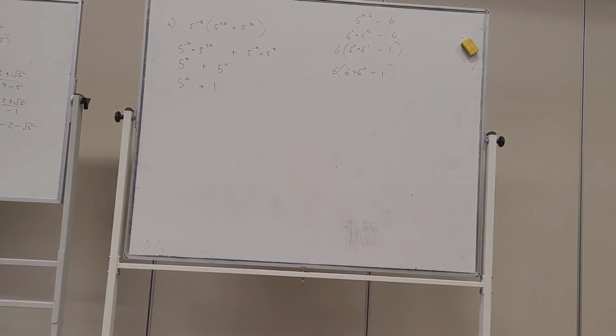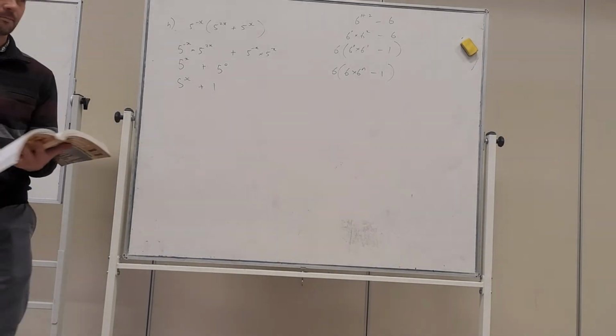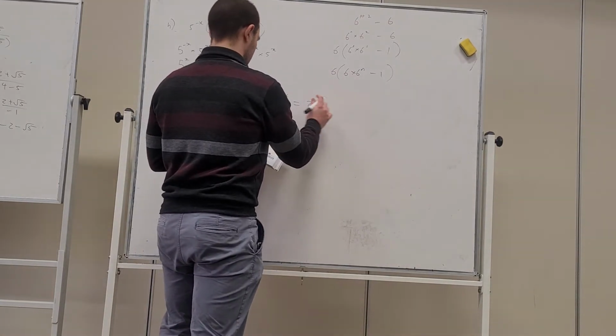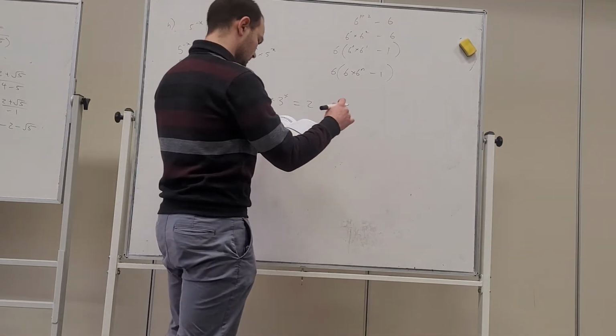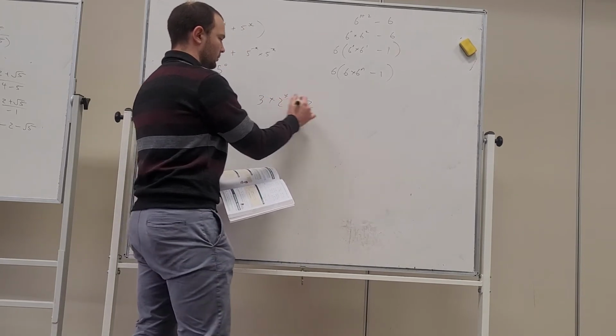So that's F. Then in G, we did solving exponential equations, and we did that by equating the base. So we'll just, again, do this one: 3 times 2 to the x is 24.